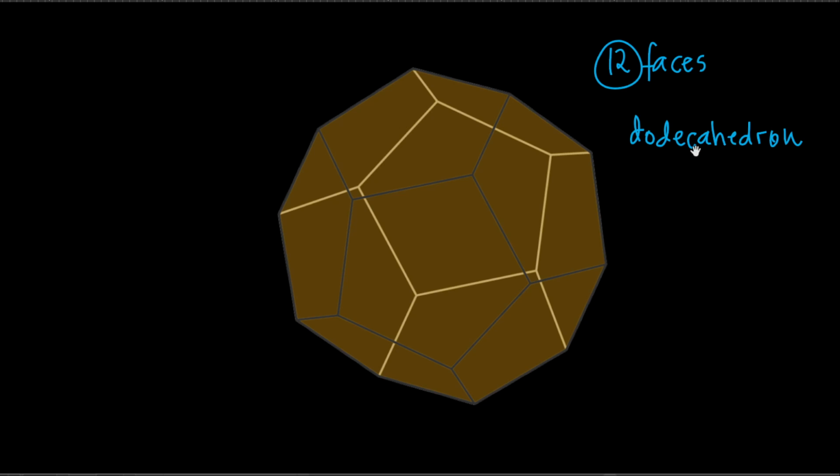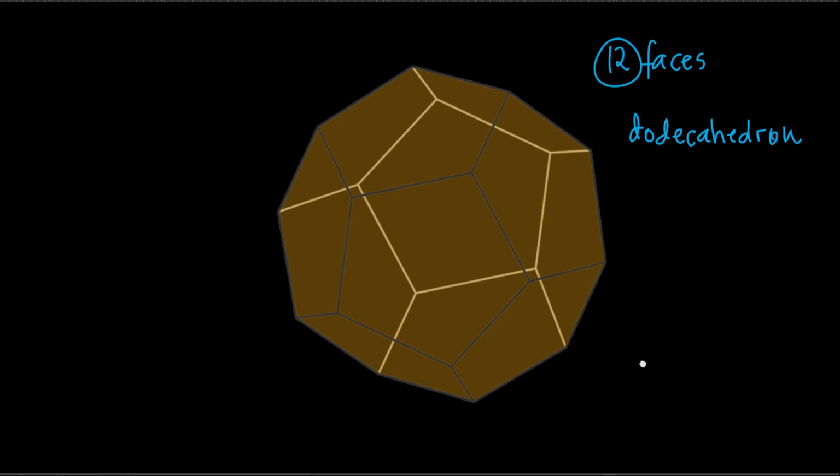Okay, so this is dodecahedron. Don't worry about drawing it. Just know if it has 12 faces, that's what the name of it is. Last one.